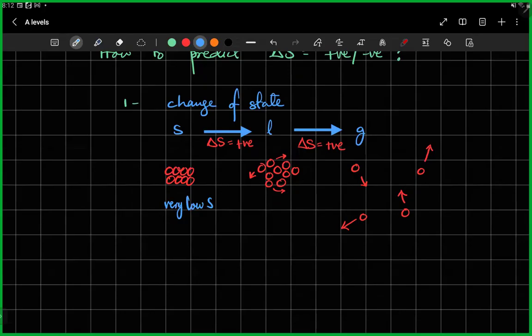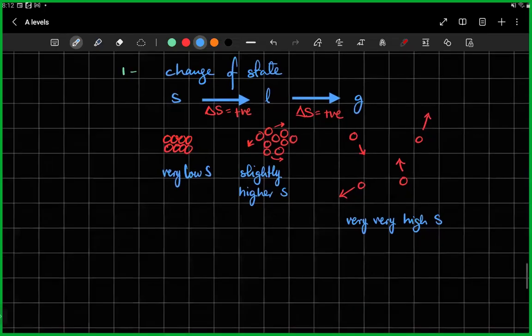Now, the difference in disorder between solids and liquids is not that much. So this over here is slightly higher, just very slightly higher entropy. While when it comes to gases, that's very, very high entropy. So you have to keep in mind that the difference in disorder between a solid state and a liquid state is not that much. But when it comes to a gas, then it's very, very high disorder.